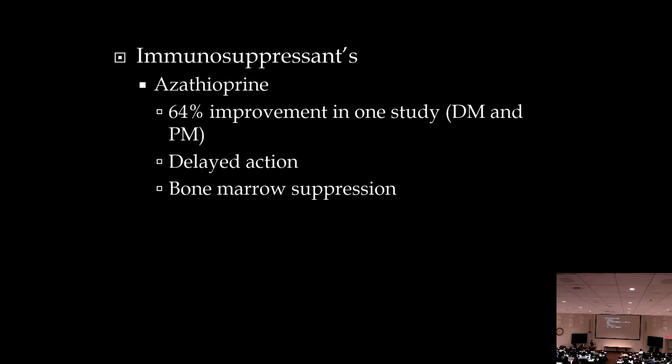But immunosuppressants work for the condition by suppressing the bone marrow. So we need to monitor blood counts in patients on immunosuppressants to make sure we're not suppressing too much. These take a long time, up to a year, to do anything. So you start a patient on this and you tell them this is for the long term. You're not going to get a benefit from this immediately.